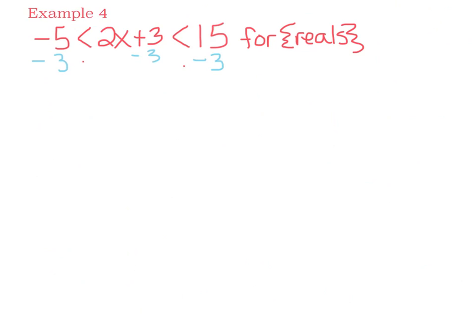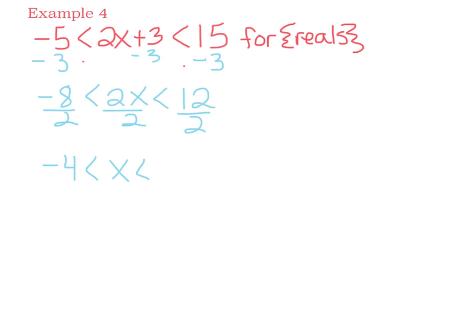So negative 5 minus 3 would be negative 8. Is less than 2x is less than 15 minus 3 is 12. And then we have to divide everything by 2. So we've got negative 4 is less than x is less than 6. So that is our compound inequality.